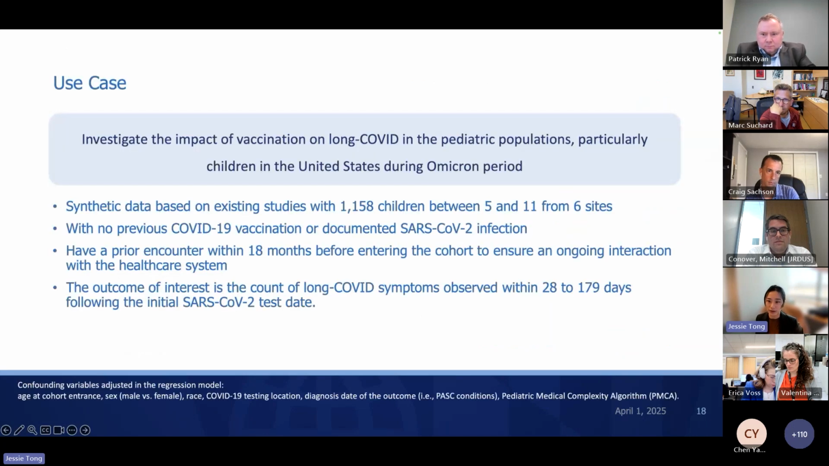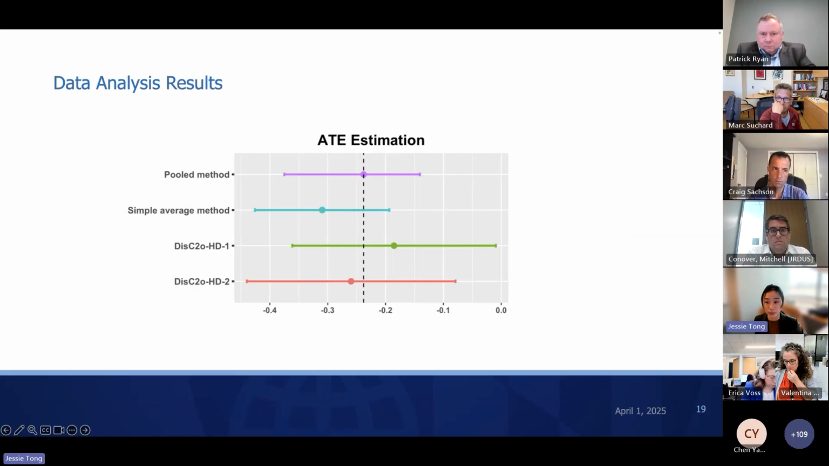We also apply our method to a real-world setting where we want to investigate the impact of vaccination on long COVID for children between 5 and 11. The data are from 6 different sites and cover about 1,000 children. The outcome of interest is the count of long COVID symptoms. Here we adjust for variables like age, sex, race, and about 200 indicators for medical histories. The result is that the proposed method has a closer point estimate to the pooled method, and compared with the simple average method and the method of transferring the gradients only, our method is robust enough and can handle the heterogeneity problem.